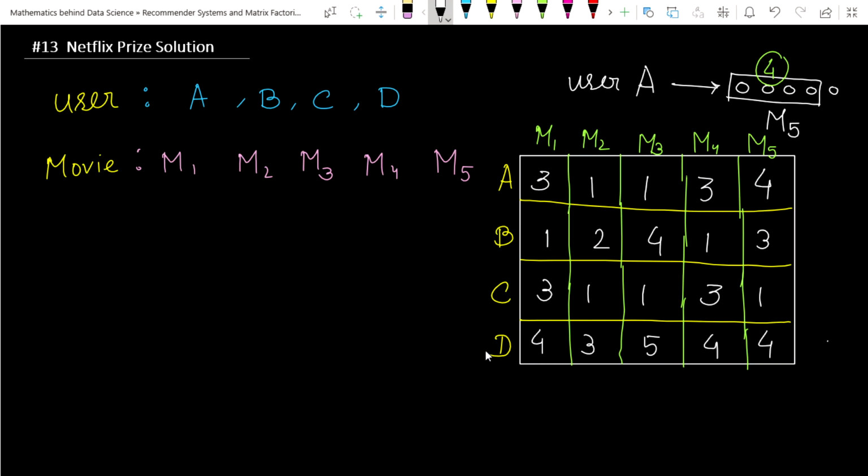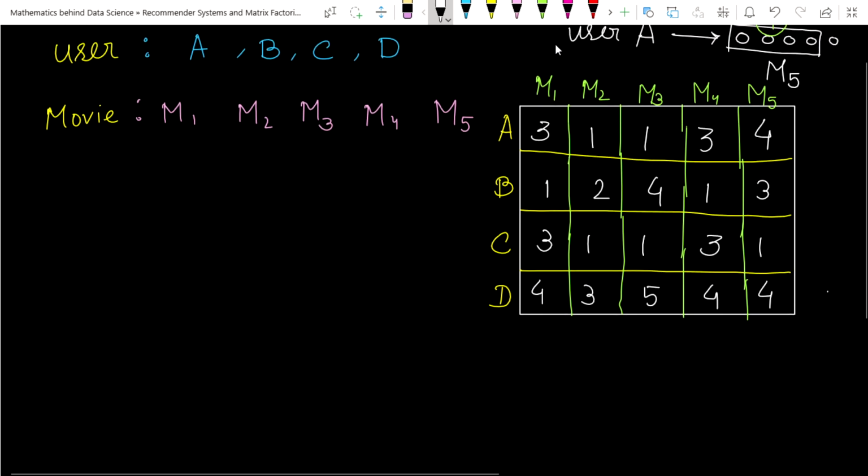This means user D gives the rating 4 for movie 1. User D gives the rating 3 for movie 2. I think you have understood the meaning of this table. Okay, now let's look into the details of this table. Just see the first row and the third row, this row and this row.